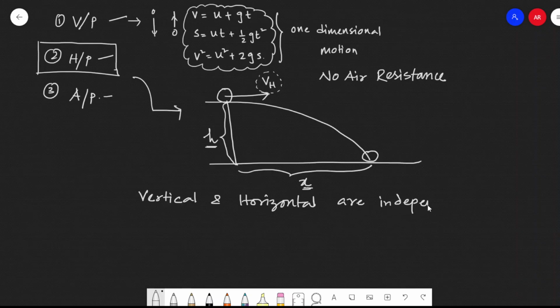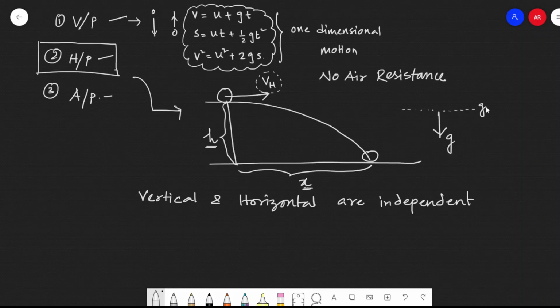Independent. What does it mean? It means if something acts horizontally, it does not have any effect along the vertical direction. If something acts vertically, it does not have any effect along the horizontal direction. Suppose the g, acceleration due to gravity, acts vertically downward. It doesn't have any component, any effect along this horizontal direction.